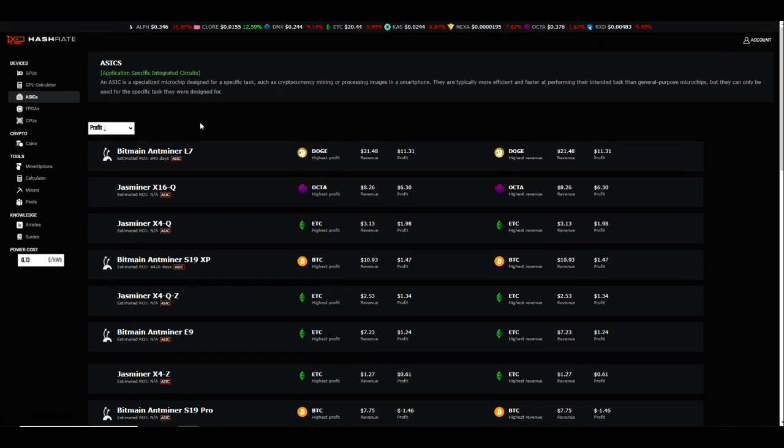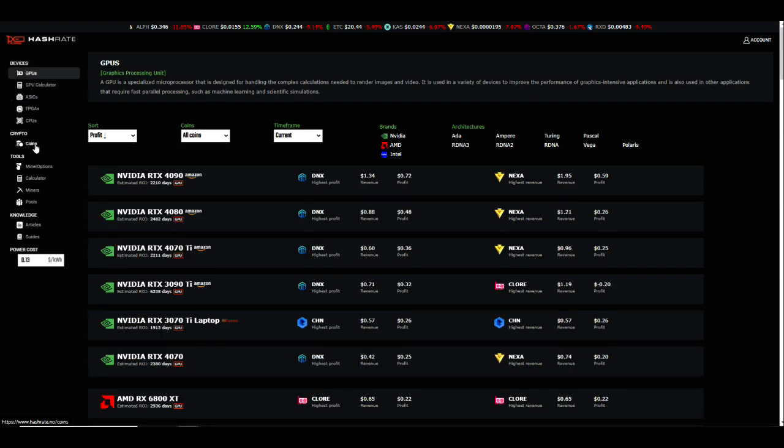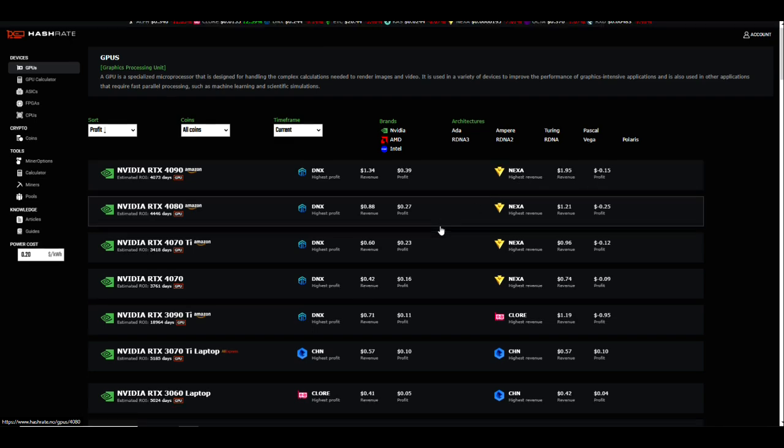But getting back to difficulty and profitability and the price of the coins right now, it's pretty rough. And if you're at 13 cents per kilowatt hour, I feel for you. I really do, especially if you're paying more than that. In fact, let's go ahead and take a look at profitability at 20 cents per kilowatt hour. So a 4090 is going to get you 39 cents a day on Dynex, but on Nexa, negative 15 cents.